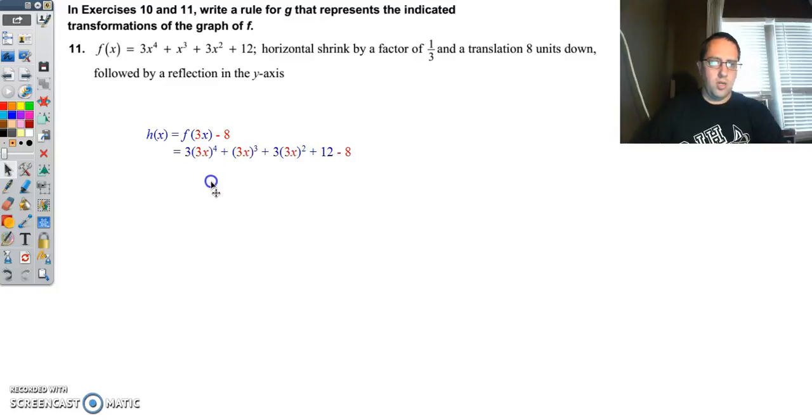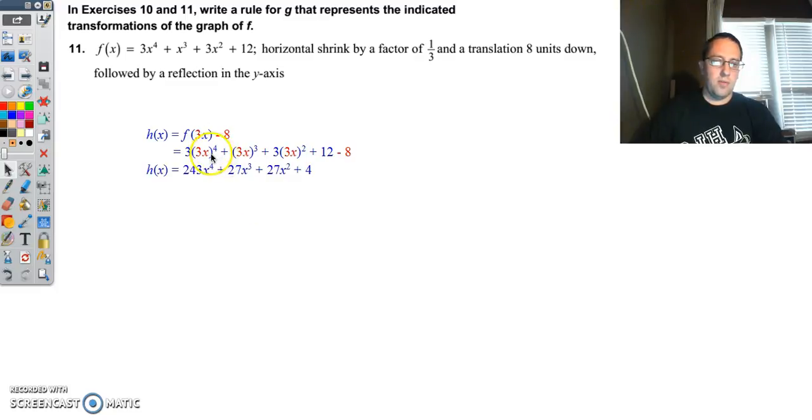So take the 3x, plug it in for all of the x's. We take the -8 and we stick it on the end because it's outside the parentheses, so it just gets tacked on to the whole thing. Next, we need to expand all of these. So again, much easier if you remember your Pascal's triangle.